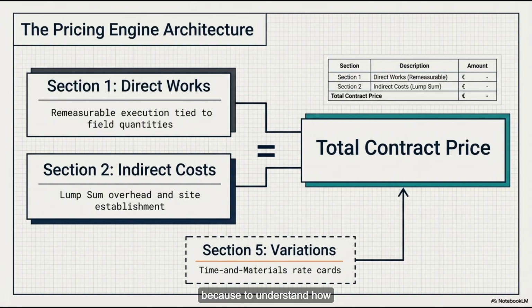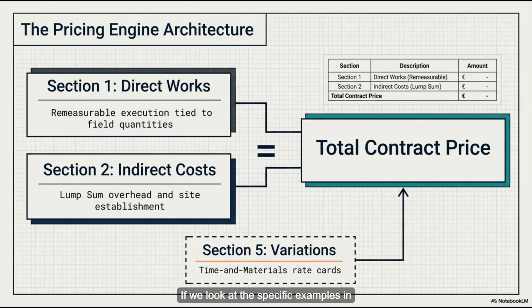Because to understand how you price a mega project, you have to look at how that chaos is split into distinct buckets. Right. The contract divides the overall price tag into two main categories. And those are direct works and indirect costs, both calculated in euros, by the way. Yes, and the rules governing these two buckets are completely opposed to each other. Which is fascinating. So tell me about the direct works first. Well, the direct works represent the actual physical manipulation of the site. The phrase the contract uses over and over here is remeasurable. Remeasurable, meaning it can change.